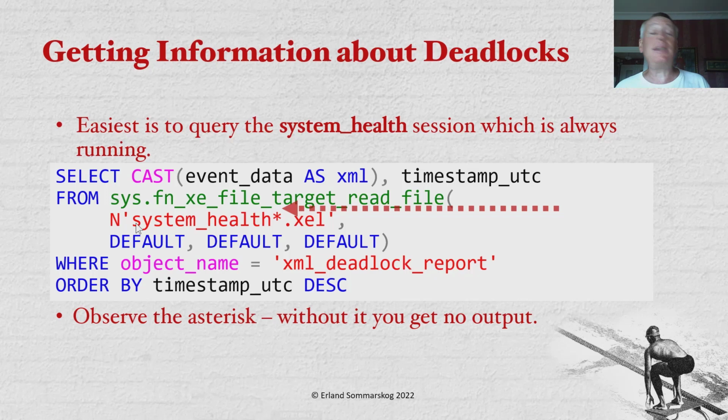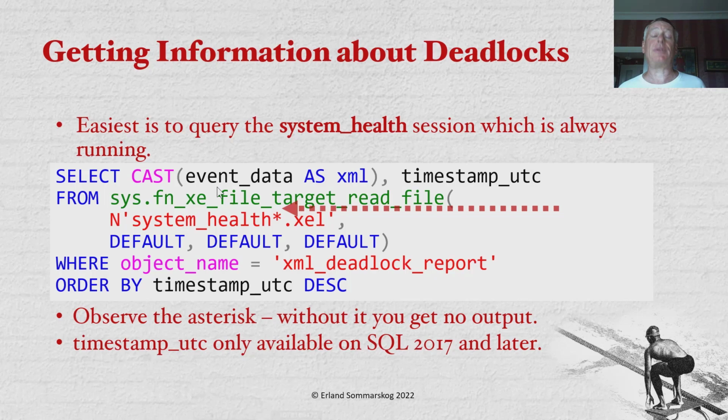There are also three more parameters, but you will always leave them out and just say default. You need to filter the output for exactly the xml_deadlock_report event, because otherwise you will get other things that most of the time you're not interested in. This function returns event_data, which is nvarchar(max). You need to cast it to XML so you can look at it. As you might see here, I also return a timestamp and I order by the timestamp. However, that column is only available in SQL 2017 and later, and I will show you in a second how you deal with that on earlier versions.